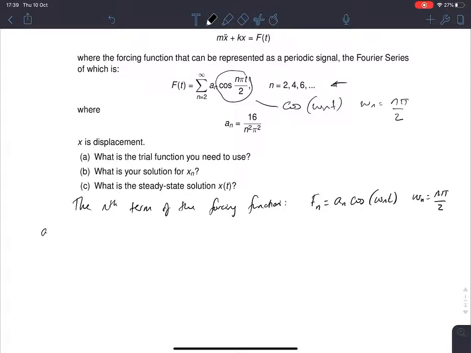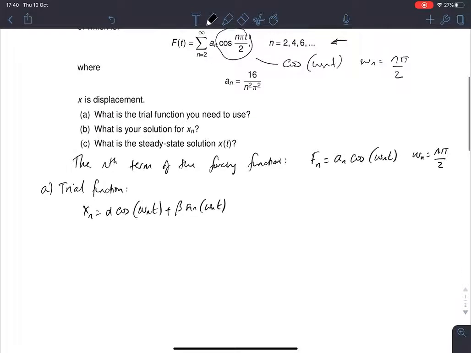So the trial function we need to use, well, this is just from the theory. The trial function we need to use from the theory is x n equals alpha cosine omega n t plus beta sine omega n t, where alpha and beta are arbitrary constants that we're going to find in the next step. Part B says what is our value for x n, so we have to go through the process of substituting our trial function into our solution and working out what those arbitrary constants are.